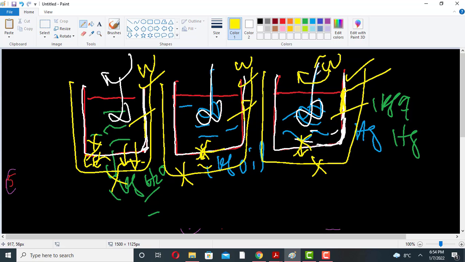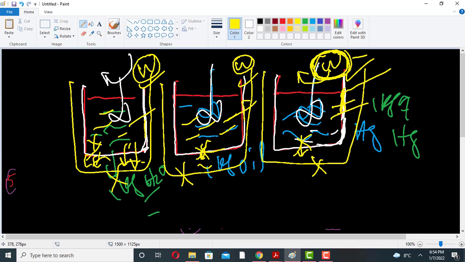This work, what will happen to this system? This work will increase the temperature of this system. As we already discussed, this work will increase the temperature of this system.